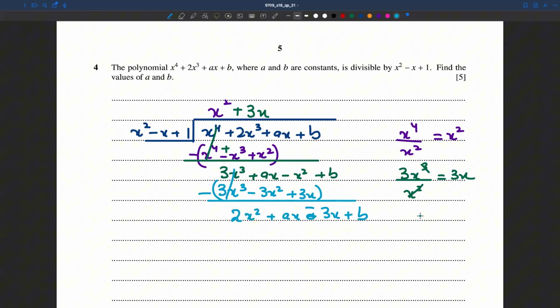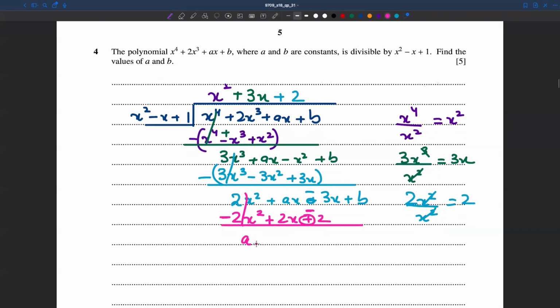Right? Once we have done with this, now in the next step you divide 2x² by x². So this will be equal to 2. So you will put a plus 2 over here and then multiply again. What I will get is 2x² minus 2x plus 2. Again, we are subtracting. So this will become minus, this will become plus, and this will become a minus. So ax plus 2x minus 3x. So this will become ax minus x minus 2 plus b.